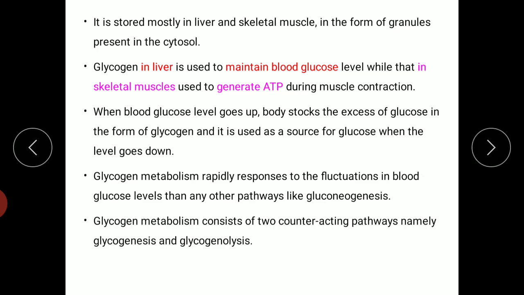Glycogen metabolism consists of two counteracting pathways, namely glycogenesis, which is the synthesis of glycogen, and glycogenolysis, which is the breaking down of glycogen. You should not get confused with the names glycogenolysis and glycolysis. Often during the examinations, students will mix up the names.